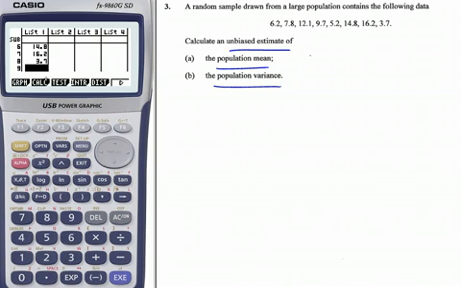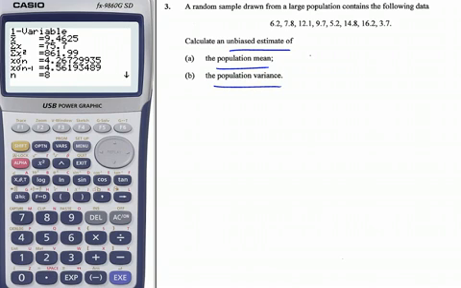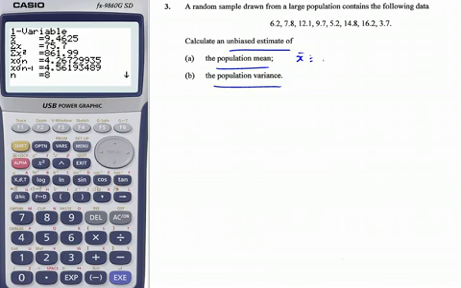Right, first of all, we've got the calculator button. Let's press that, and we're dealing with a single variable here. Let's press F1. There's all the information we need. We have a value straight away: x bar equals 9.4625. But we want an unbiased estimate of the population mean.